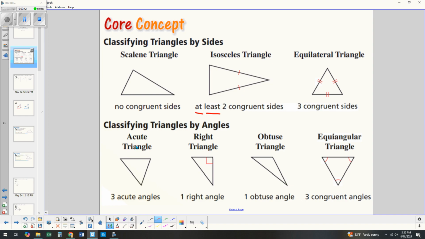We could also classify triangles by angles. So an acute triangle is when all the angles are just acute angles. They could be different, they could be the same, doesn't matter. A right triangle, when you have one right angle, the remaining two angles would have to be acute. An obtuse triangle, where it has one obtuse angle, the remaining two angles would be acute. And then equiangular triangle. So just like before, this could be called an acute triangle, but it does have a more specific name when all three angles are congruent to each other.